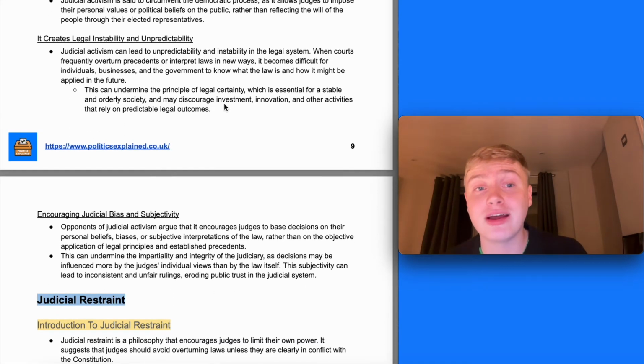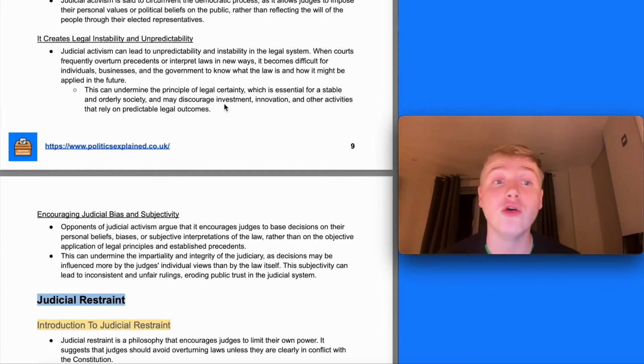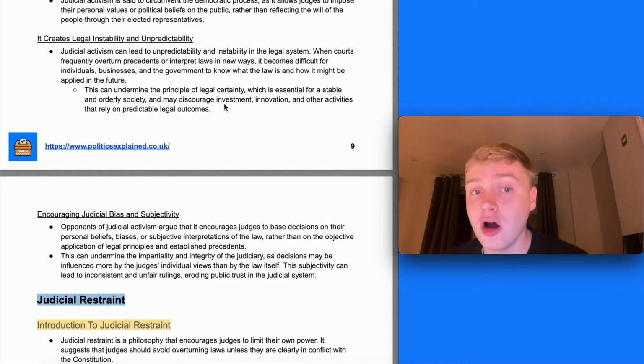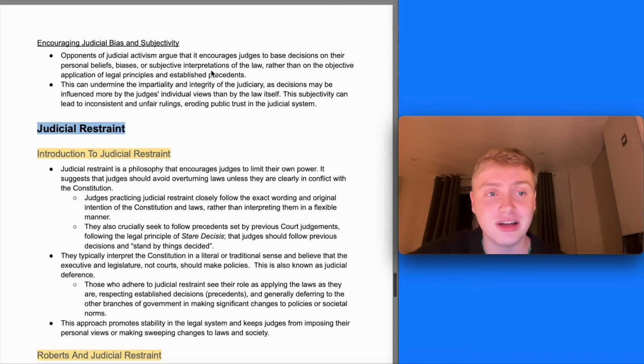It can be argued that it creates unpredictability and instability in the legal system. So when courts frequently overturn past precedents or interpret laws in new ways, it becomes difficult for individuals, businesses, and the government to know what the law is and how it might be applied in the future. And finally, it can be argued to encourage judicial bias and subjectivity.